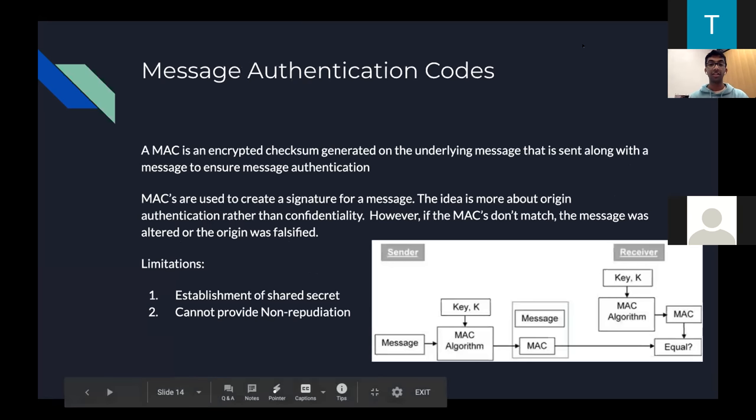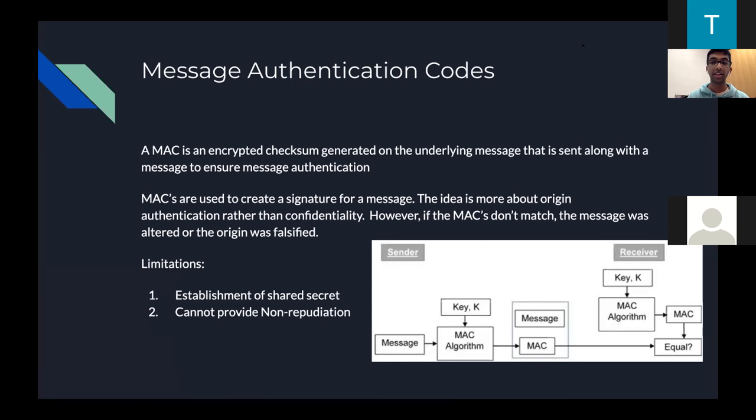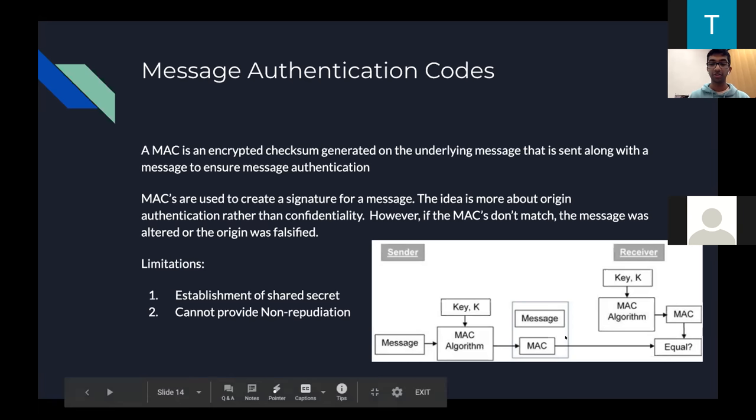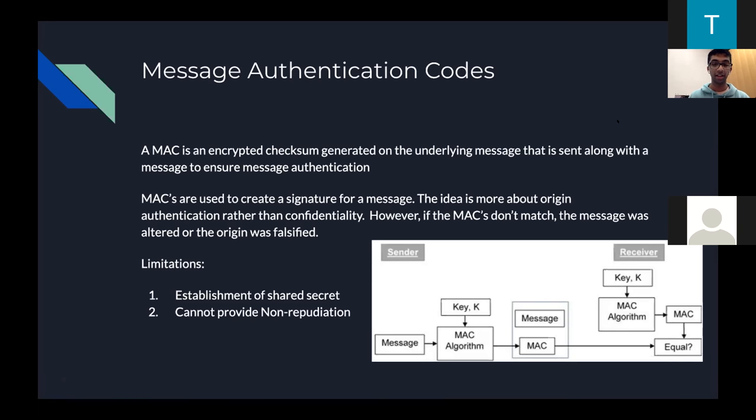So message authentication codes. A message authentication code is an encrypted checksum generated on the underlying message that is sent along with the message to ensure message authentication. And a checksum is just a value which is added up when sent, like in this transaction right here. If it's just a bunch of bits, and if a bit's changed, the checksum notices that, and it shows if a message was altered or the origin was falsified.